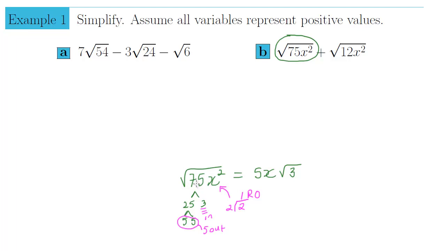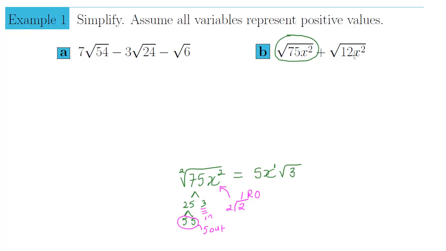The 75 breaks down into 5 times 5 times 3, which means you get a 5 outside the radical and a 3 inside the radical. 5 out, 3 in. Then the x squared, you have 2 factors of x that you want to break into groups of 2 since it's a square root. 2 goes into 2 one time with no remainder, which means you have 1x on the outside, x to the first, and then no x's remaining inside.